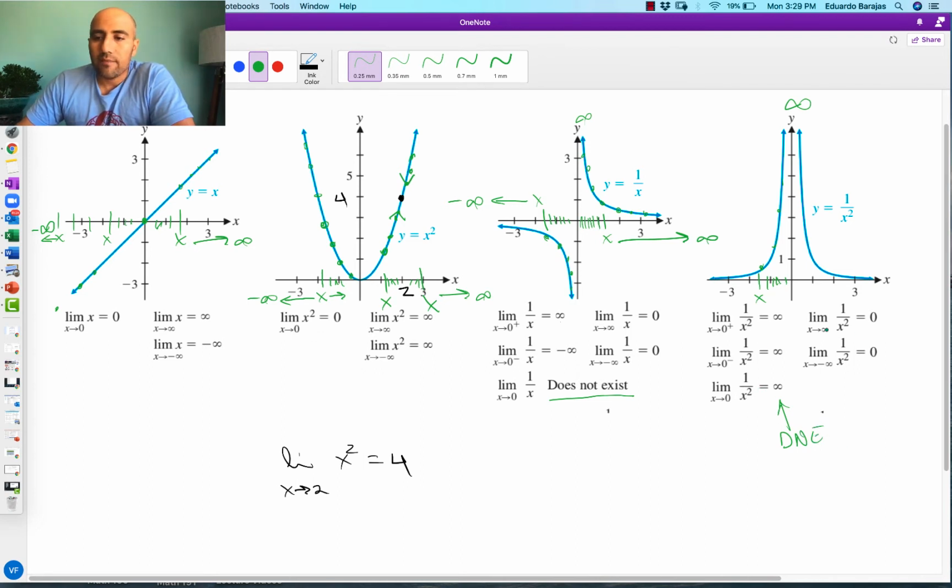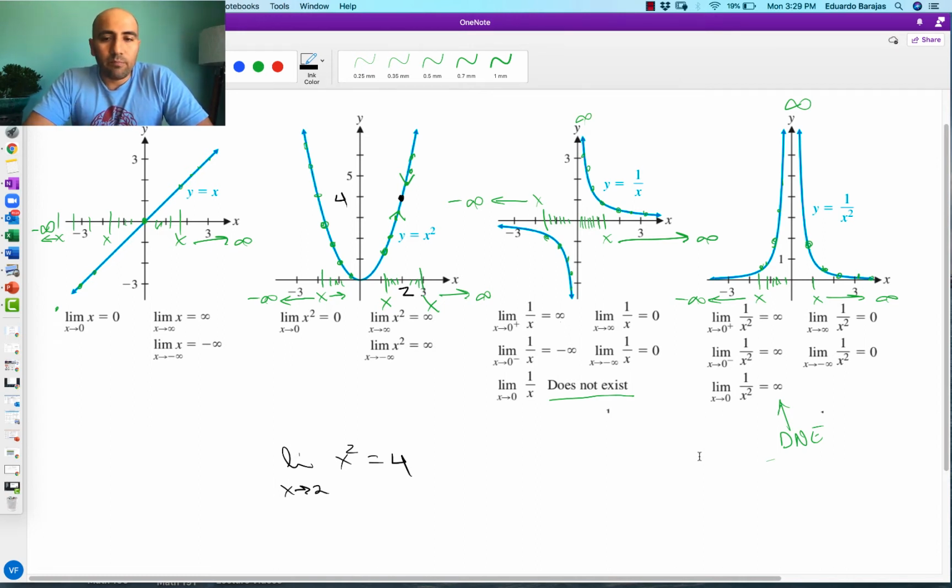Good. And then the limit as x approaches infinity, we see that the output values are heading toward 0. And as x approaches negative infinity, we see that the output values are also heading towards 0. So again, hopefully proof by picture is pretty easy. We can identify where things are going by looking at the picture.